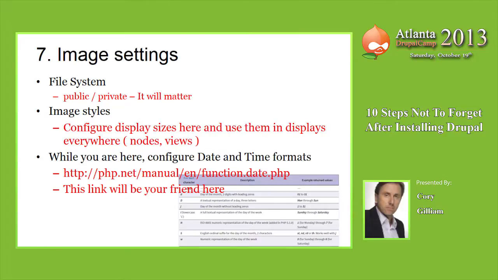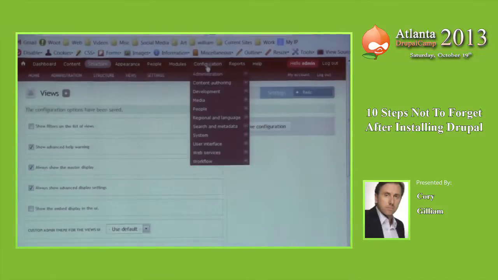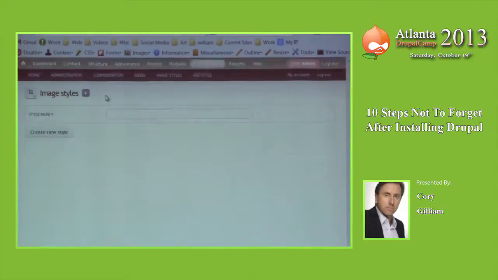Image styles. You can set up preset determinations of what size these files show up in. It's under Media, Configuration, Media, Image styles. Drupal has three by default: thumbnail, medium, and large. You can add a new one just by clicking on Add new.